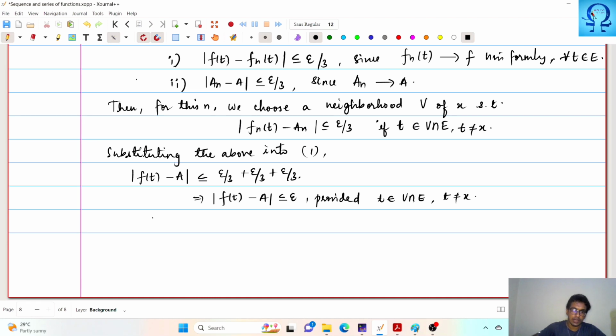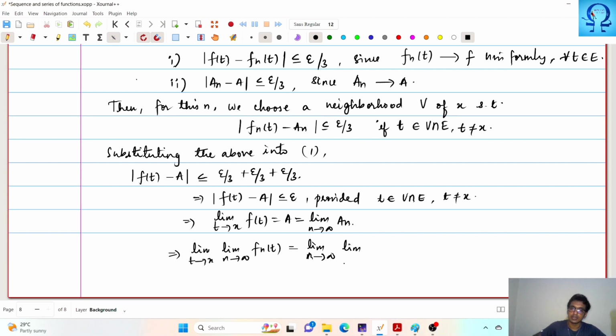So we just proved what is required. With which, what can we conclude? This proved that limit t approaches x, f of t is nothing but a. This a is limit n approaches infinity an. And what is this f of t? That is limit n approaches infinity fn of t. And what is this an? It is limit t approaches x fn of t. So we just proved this theorem.